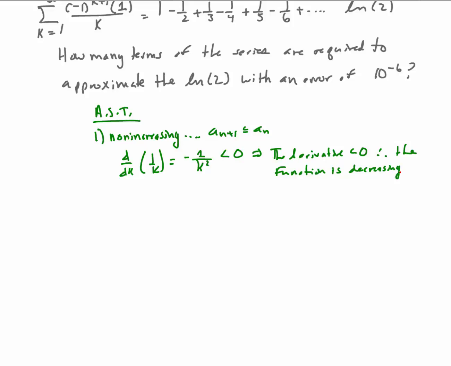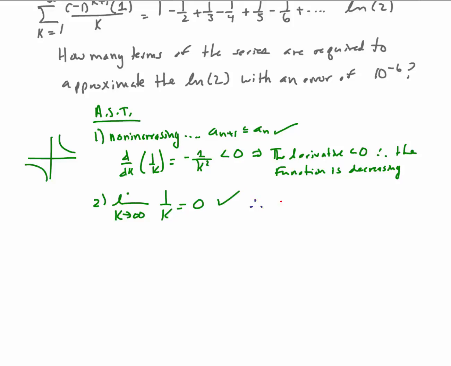Now, if you were to graph 1 over k, remember 1 over k or 1 over x would look something like this. And so we could also look at a graph as well, but a quick derivative is an easier way to go because we don't always know the graph. So this first criteria has been met. The second criteria, the limit as k approaches infinity of 1 over k equals 0, check. I needed that to be true as well.